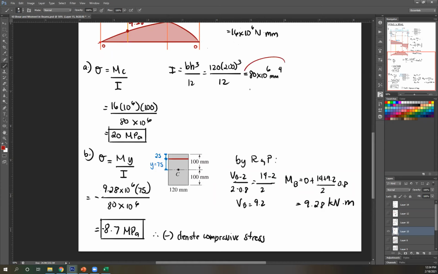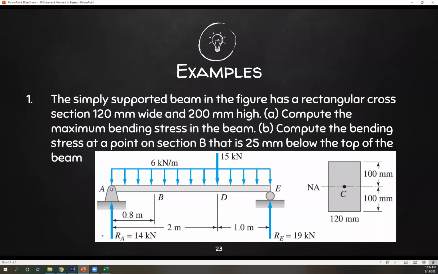And then I is the same. You have the same cross section, so it doesn't really matter where you take your stress for I. Okay, so I is the same. It's 80 times 10 raised to 6. Computing for that, you get negative 8.7 MPa. So now what is this negative for? Why is there a negative in my equation?